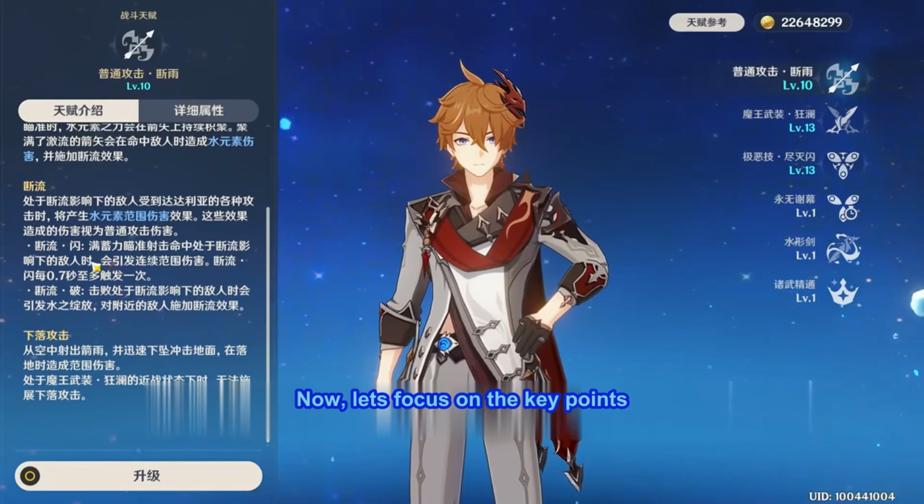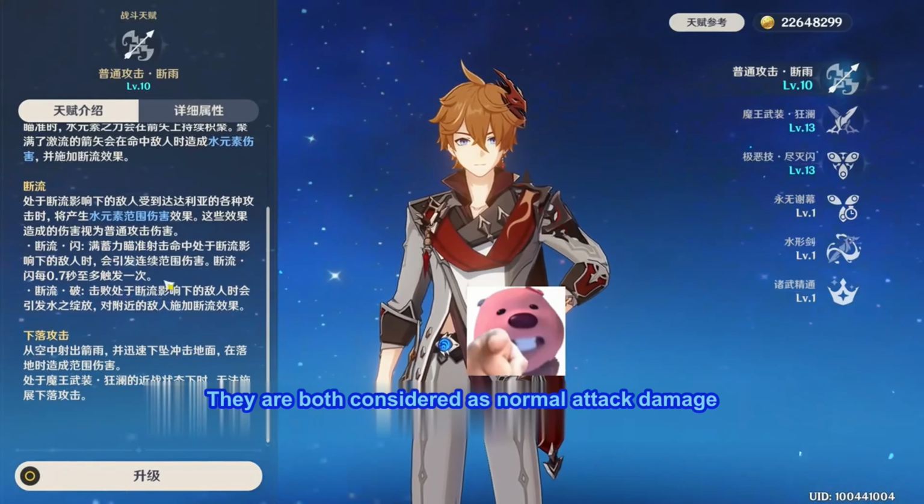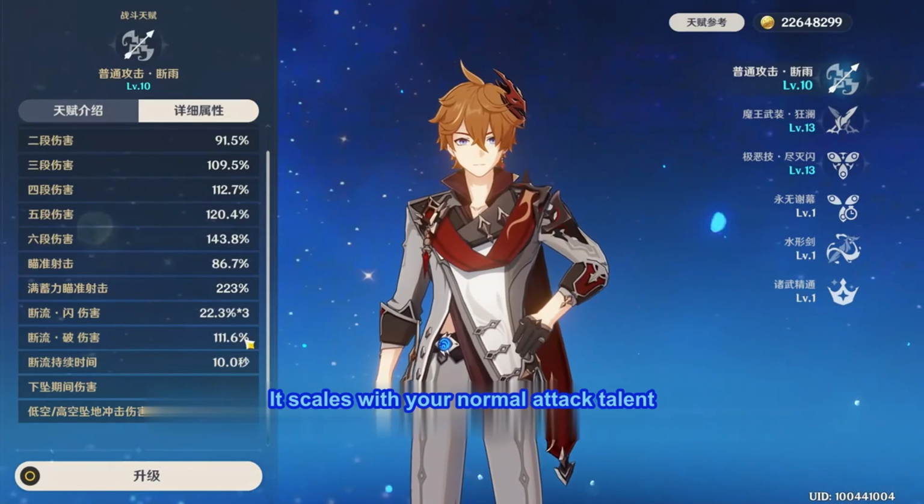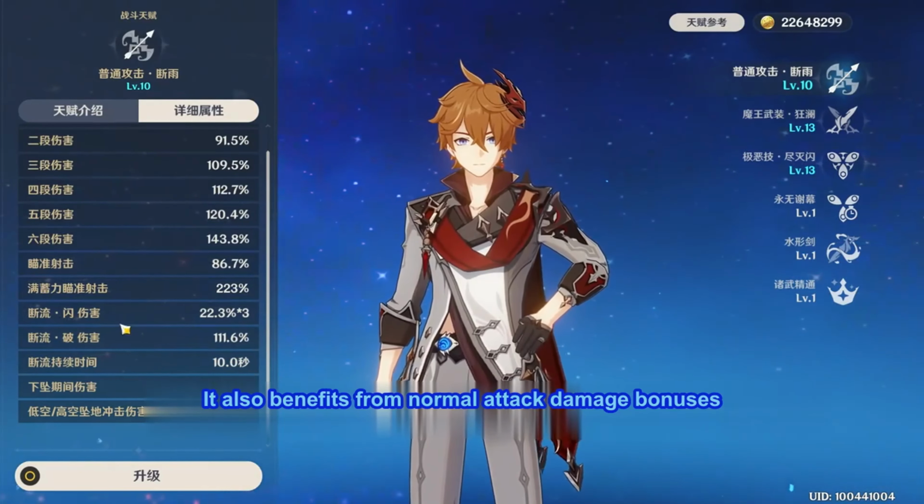Now, let's focus on the key points. Flow flash and flow break are both considered normal attack damage. They scale with your normal attack talent. They also benefit from normal attack damage bonuses.